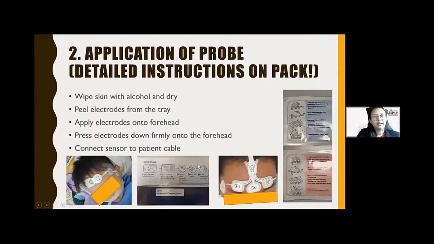To apply the probe, there are detailed instructions on the individual company's pack. But in general, we will have to wipe the skin with alcohol and dry, peel the electrodes from the tray, apply the electrodes onto the forehead, press the electrodes down firmly onto the forehead, and connect the sensor to the patient cable. In the bottom left of the screen, this is the sensor for BIS, and on the bottom right, this is the sensor for the Masimo.